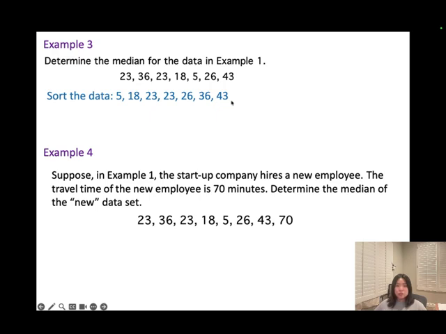After you sort the data, you only need to find the middle data. Okay, so think about it. I do have 3 data on the left, 3 data on the right. So 23, that will be in the middle. So the median will be equal to 23 minutes.